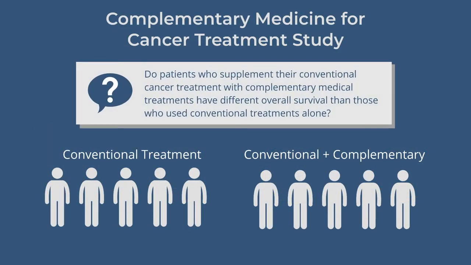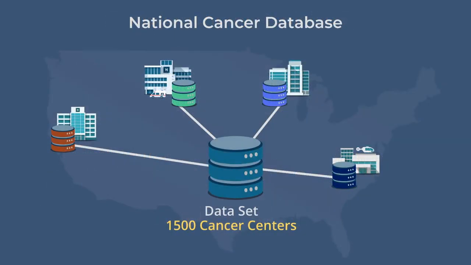Dr. Johnson and colleagues wanted to know whether patients who supplement their conventional treatment with complementary medicine treatments had different overall survival than patients who use conventional treatments alone. To answer this question, the researchers used an observational study design in which they obtained retrospective data from the National Cancer Database on patients from 1,500 cancer centers from around the United States.